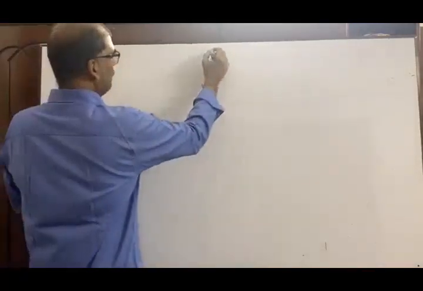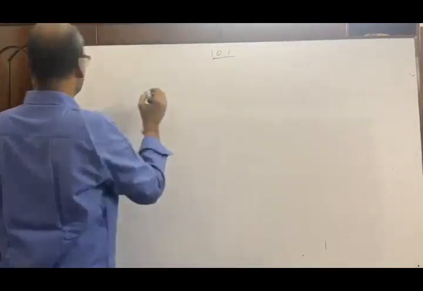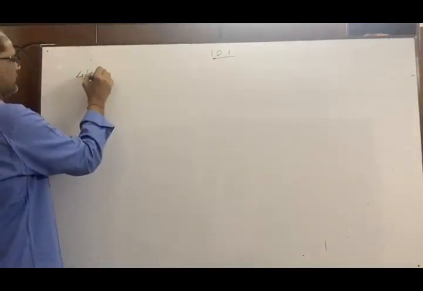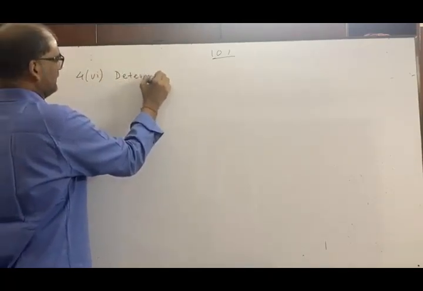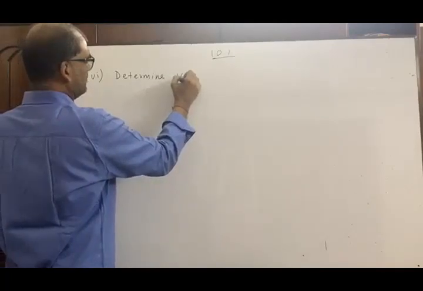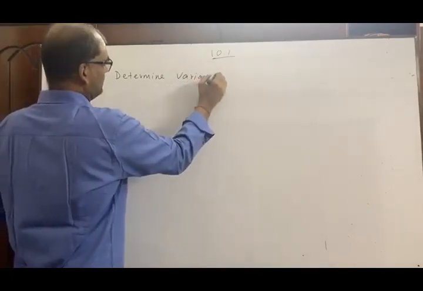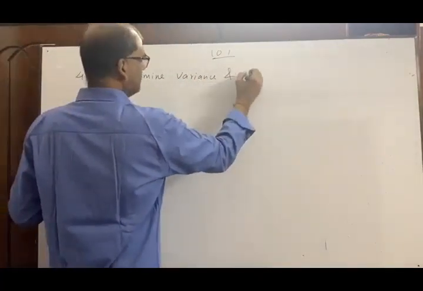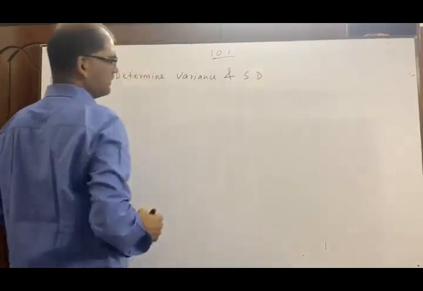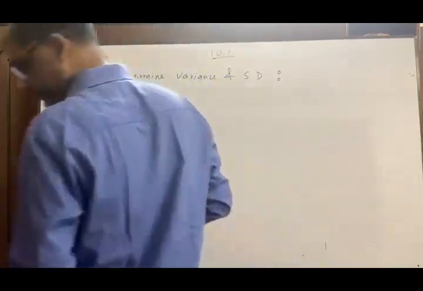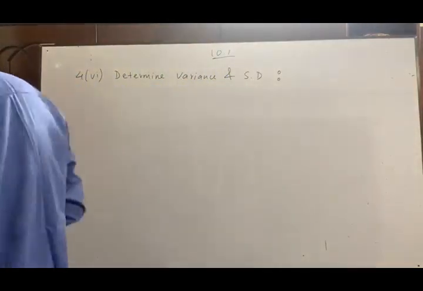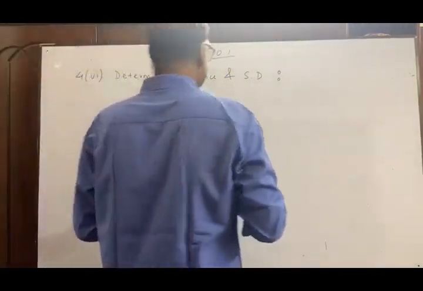Exercise 10.1, question number 4-6. Determine variance and standard deviation. What is given here? We are given 2, 3, 7, 4, 9.